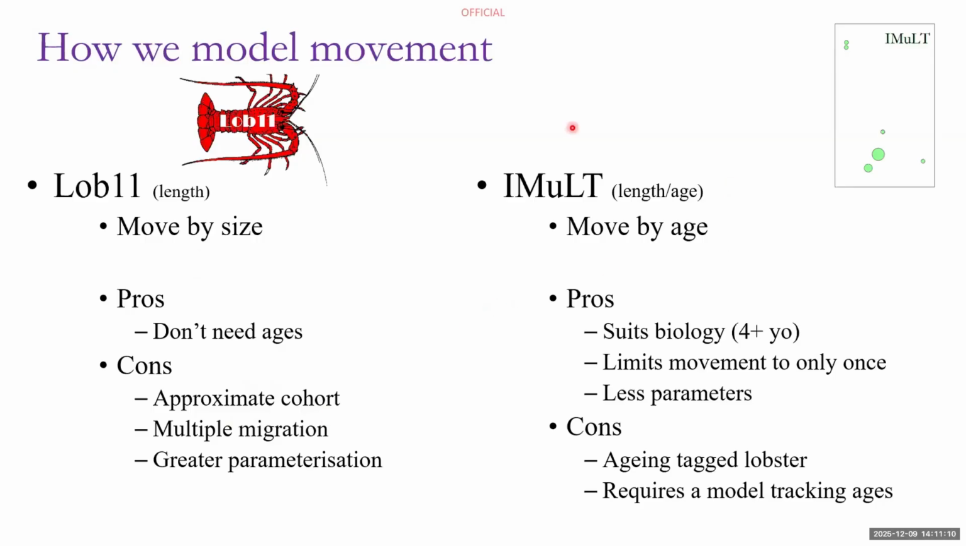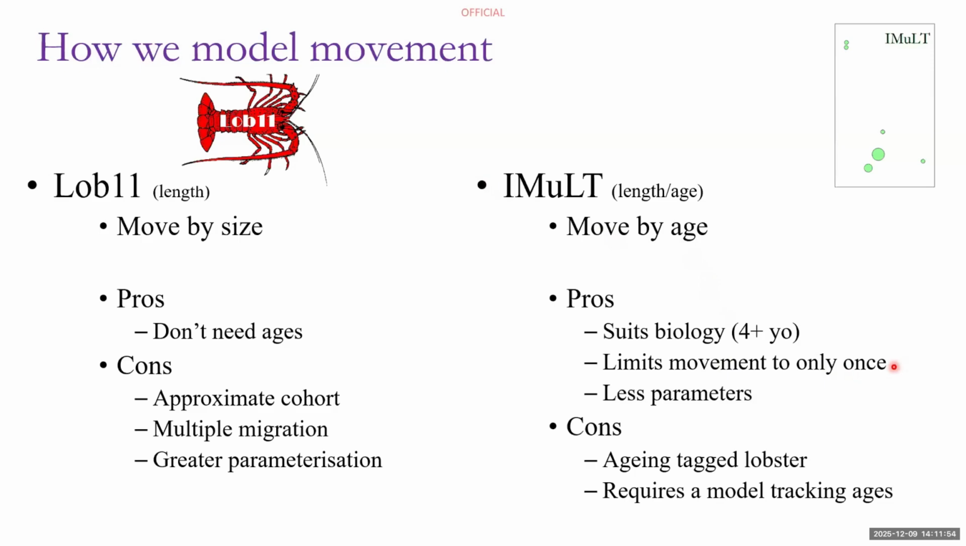In a newer model that we've been working on, Andre Hunt's been helping a lot with the development of this model, IMALT, integrated model using length transition. This model is in TMB. It's a length-based model, but it also keeps track of the ages of animals, the cohorts. So the big advantage of that for us is we can actually just move the 4-year-old lobsters, which are the lobsters that are moving. We don't have to worry about the size. It's a much better way to go about things. It limits the movement to only once. You can only be that age once.